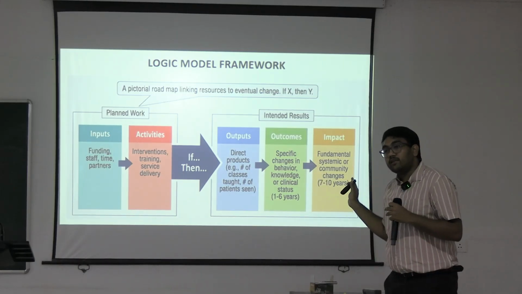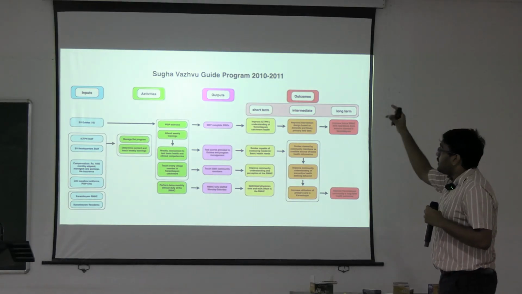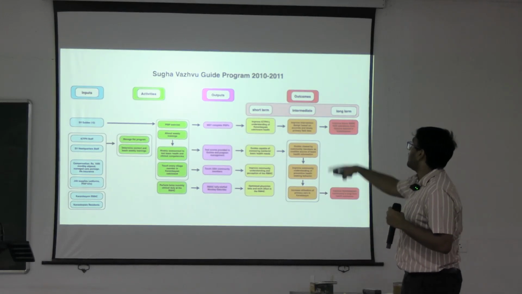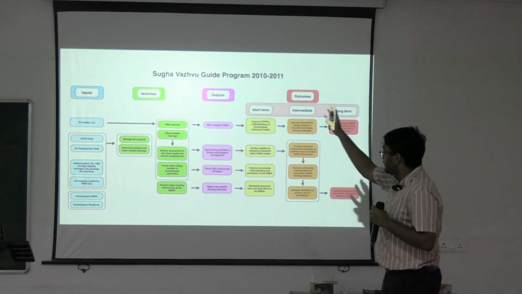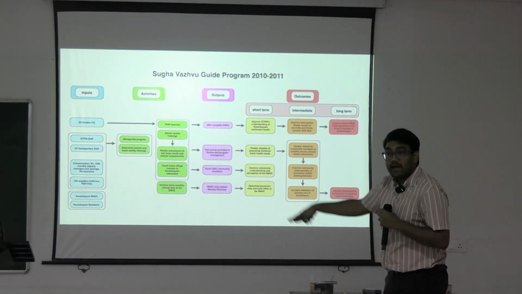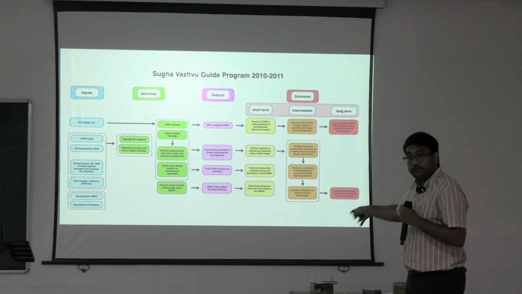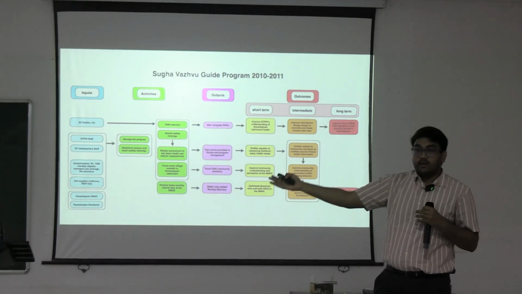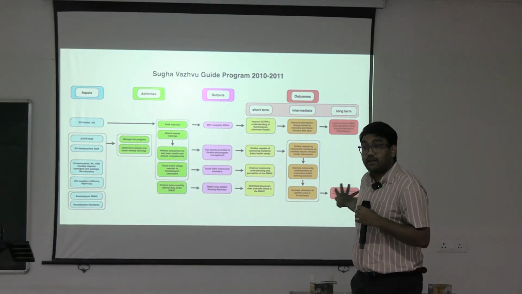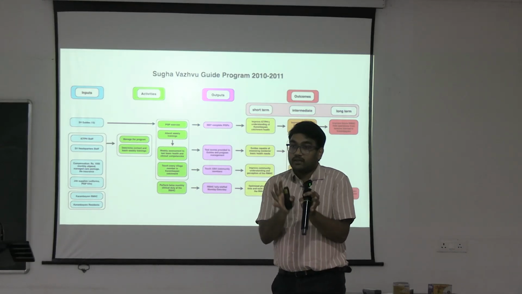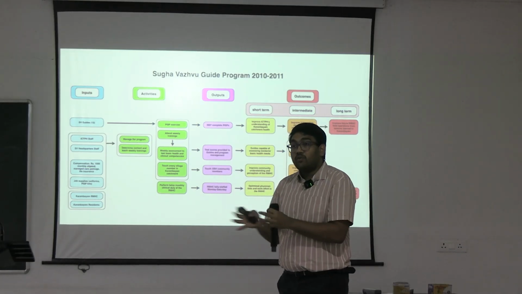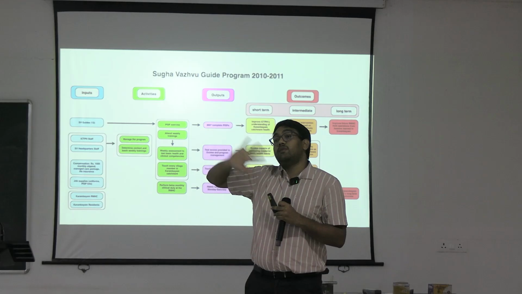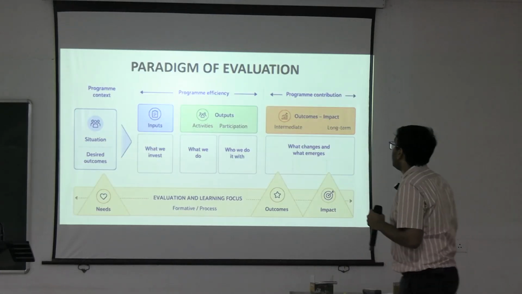Can you appreciate this? Any program, this is just an example from one program. It shows some inputs in blue, then some activities, then some outputs, then the outcomes. Outcomes are short term, intermediate term and long term. This is how a program is usually defined. When you are planning a program, you plan it like this. What are the inputs? What are the activities? What will be the outputs? Those outputs will lead to near, intermediate and long term outcomes, and what will be the overall impact. So when we assess, we have to assess like that also.